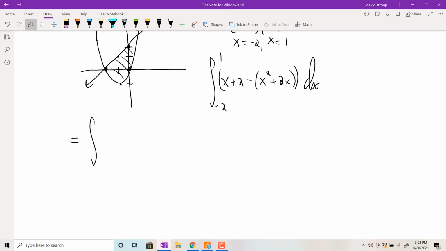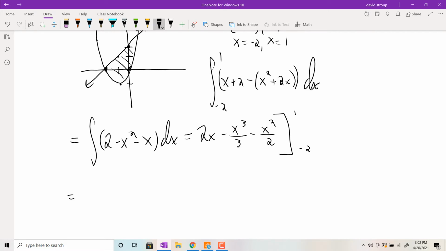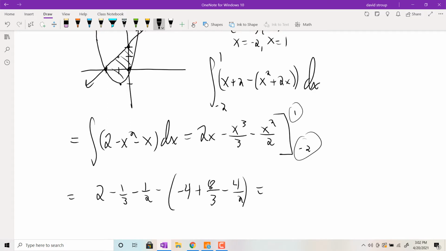So what do we have? x plus 2 minus x squared plus x, dx. You're always putting in the top limit first into the antiderivative, and then subtracting the bottom limit. So putting in the 1 first, minus plugging in -2. 2 minus -4 is 6. -1/3 minus 8/3 is -9/3, which is -3. -1/2 plus 4/2 is plus 3/2. So 6 minus 3 plus 3/2 gives 9/2.